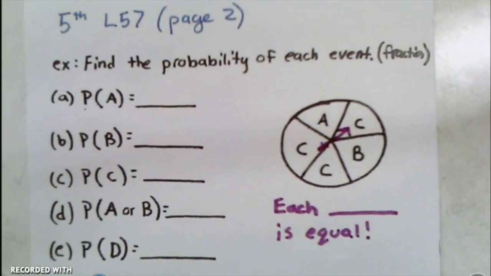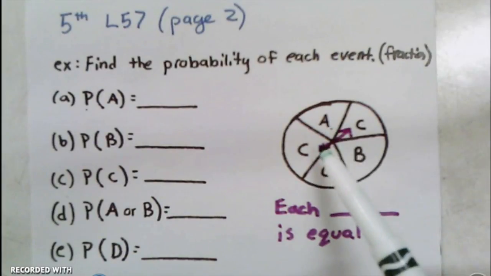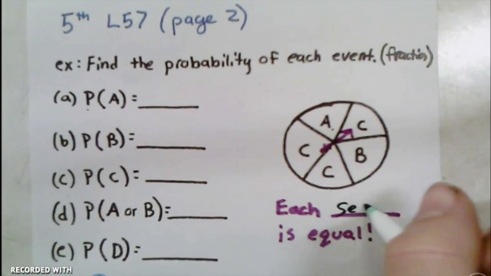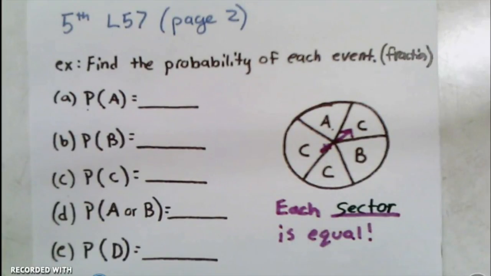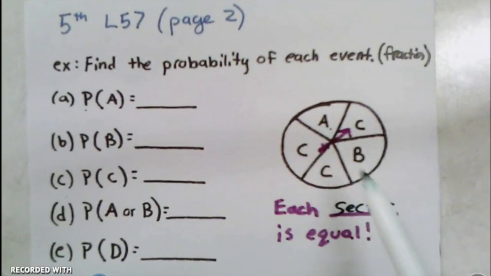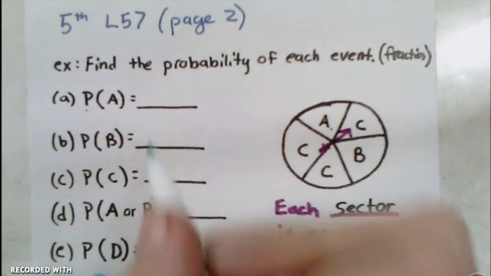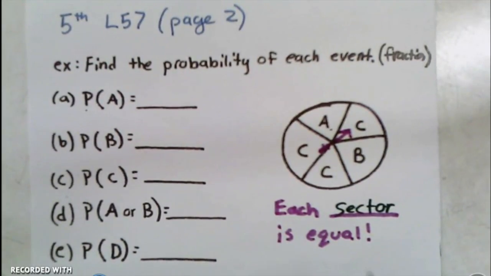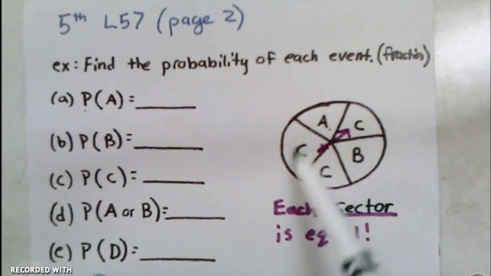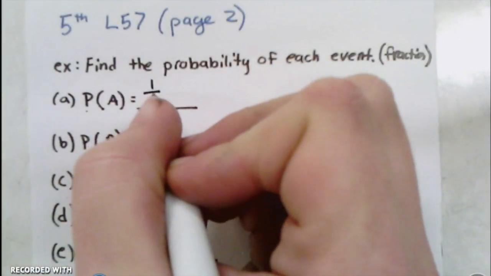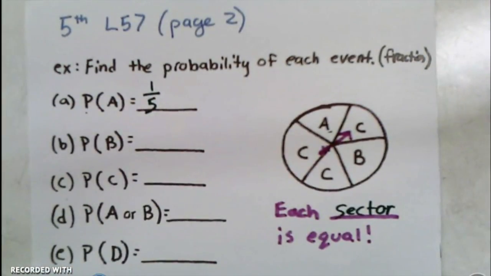Well, first I need to count up my total possible outcomes. So I have 1, 2, 3, 4, 5 different boxes. And this told me that each sector is equal, okay? So I know that they're all equal, so I have a total of 5. So my denominator of my fraction, the total amount of parts, is going to be 5. So what is the probability of getting an A? Well, I have one case where it could be an A, so my probability will be 1/5.